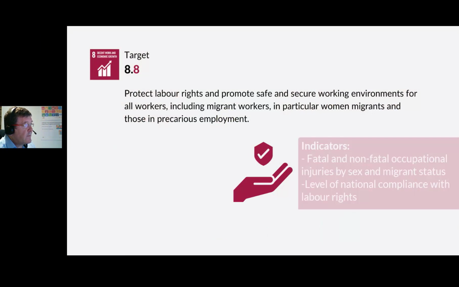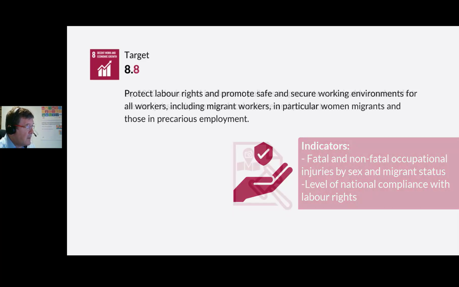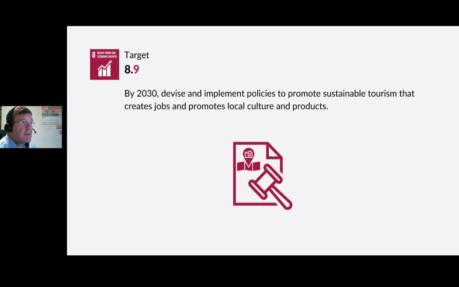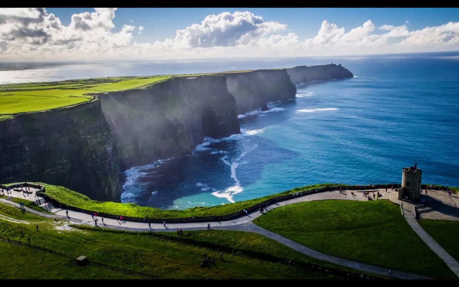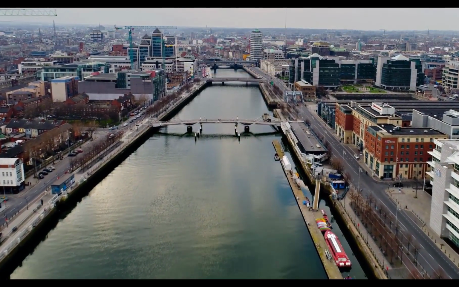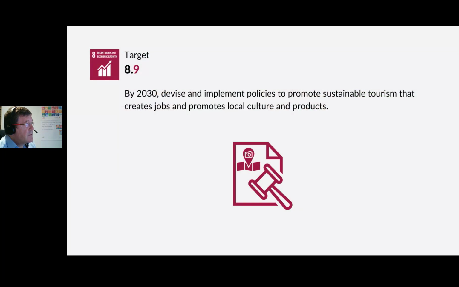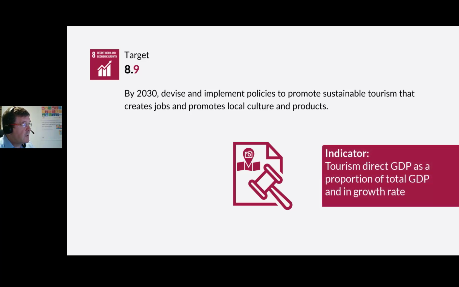The first one is fatal and non-fatal occupational injuries per 100,000 workers by sex and migrant status. And the second one is the level of national compliance with labour rights. Target 8.9. By 2030, devise and implement policies to promote sustainable tourism that create jobs and promote local culture and products. I think we can all appreciate how relevant that is to the particular context in Ireland. And we did explore sustainable tourism previously, and this emphasises utilising the positive aspects of tourism in job creation. The indicator for this target is tourism direct GDP as a proportion of total GDP and its growth rate.